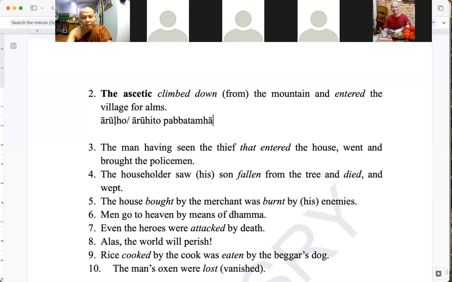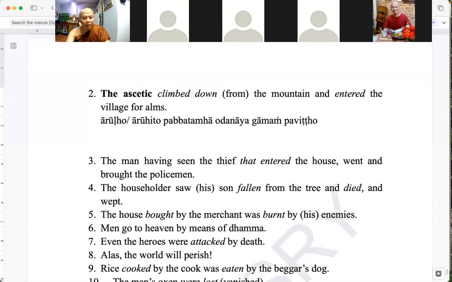Pavitho, from the verb pavisati. Okay. The village, in the grammar, is accusative singular. For alms, I use pindaya, dative singular. So the whole sentence is: pabbatamha aruhito, pindaya gamam pavitho.